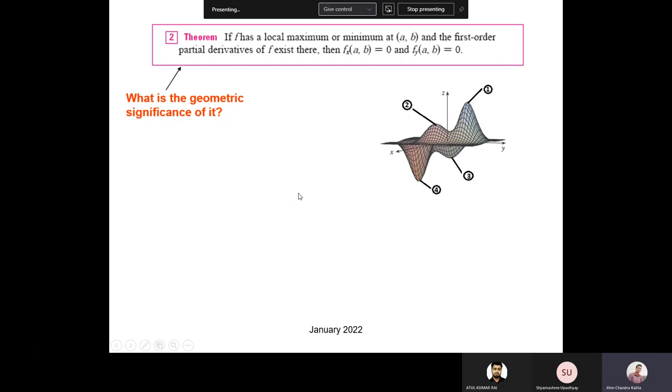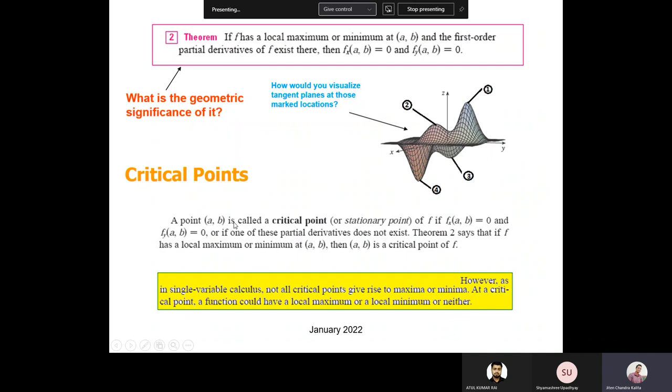So now let us come to the definition of critical points. So remember, the points where the partial derivatives of a function of two variables vanish, or do not exist, we say those are critical points. A point (a, b) is called a critical point, or a stationary point also, of the function f if the partial derivatives vanish there, or if one of these partial derivatives doesn't exist. It is not necessary that both of them don't exist. If either of them doesn't exist also, then that particular point is a critical point.